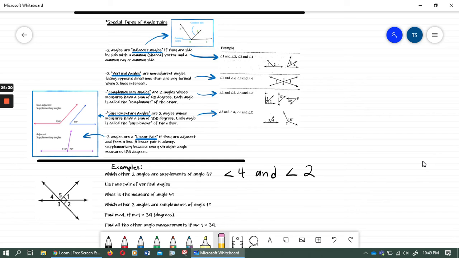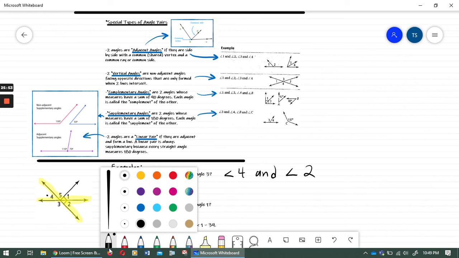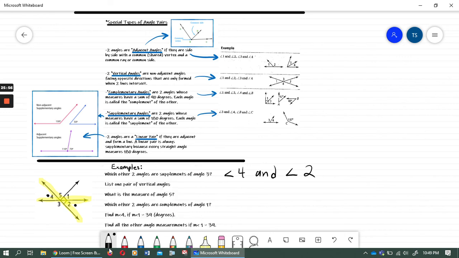Okay, it says list a pair of vertical angles. Guys, we said the vertical angles are only formed when we have two lines that intersect. Well, there are literally only two lines on this diagram, these two lines right here. So if we were going to identify the vertical angles, it would be this angle right here and this angle. Angle 2 and angle 4, that are opposite from each other and non-adjacent, based on those two lines intersecting. So angle 2 and angle 4.